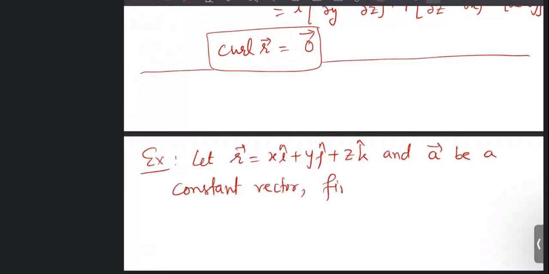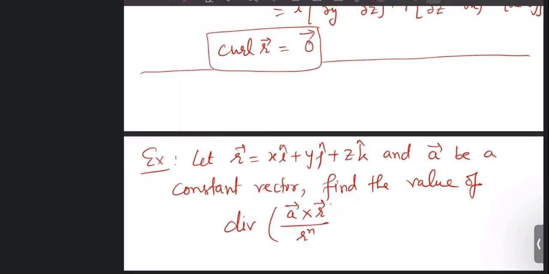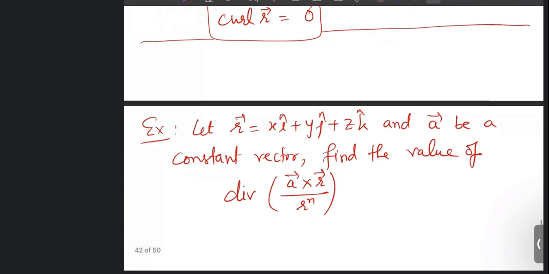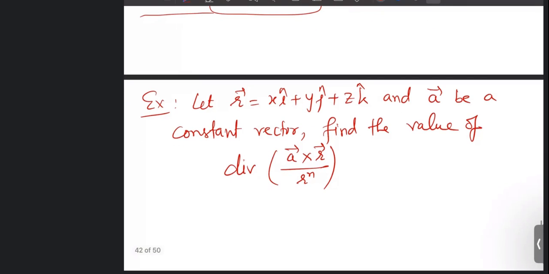Find the value of the divergence of A cross R divided by R to the power n. This is a vector quantity because in the denominator we have R to the power n, where R is simply the magnitude of vector R. In the numerator we have a vector quantity, so the whole term becomes a vector quantity. So the divergence of this whole term is to be determined. Let us consider the solution.